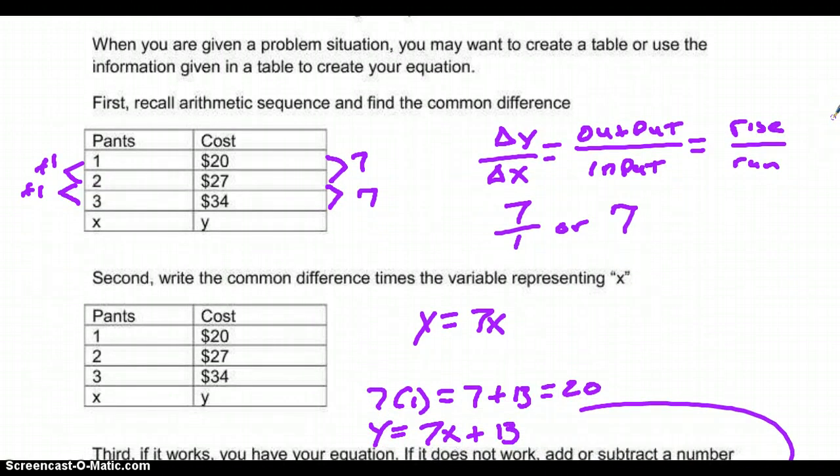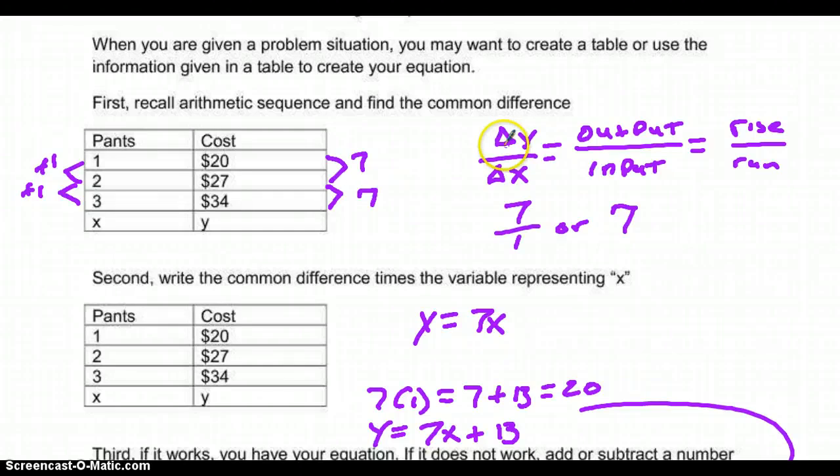In this case, we have the information in the table saying that one pair is 20, 2 is 27, 3 is 34, and the cost for 1 is 20, the cost for 2 is 27, and the cost for 3 is 34. The very first thing we want to do is find our common difference. Of course, it's 1 for our input, and 20 from 27 is 7, 27 from 34 is 7. So we have a common difference of 7 for our y, or our output.